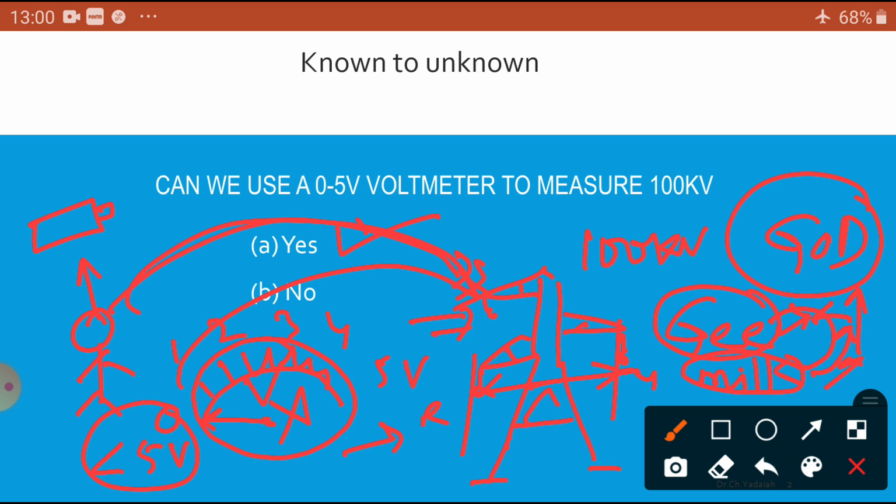And if you try to measure the voltage across these two terminals with our small voltmeter, this meter will burn first of all, and after that you may get burned.